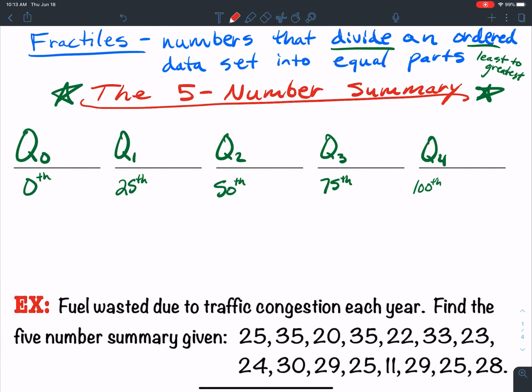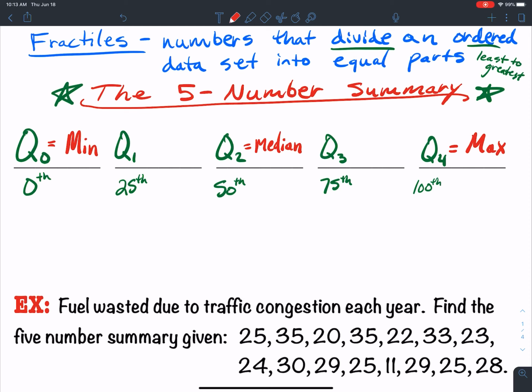Other names for these: Q0 is the minimum value, the smallest value possible. Q1 is just what it is. Q2 has another name, the median. It's the data point that's right in the middle. Q3, it's just what it is. And then Q4, this is the max, the maximum, the biggest one.